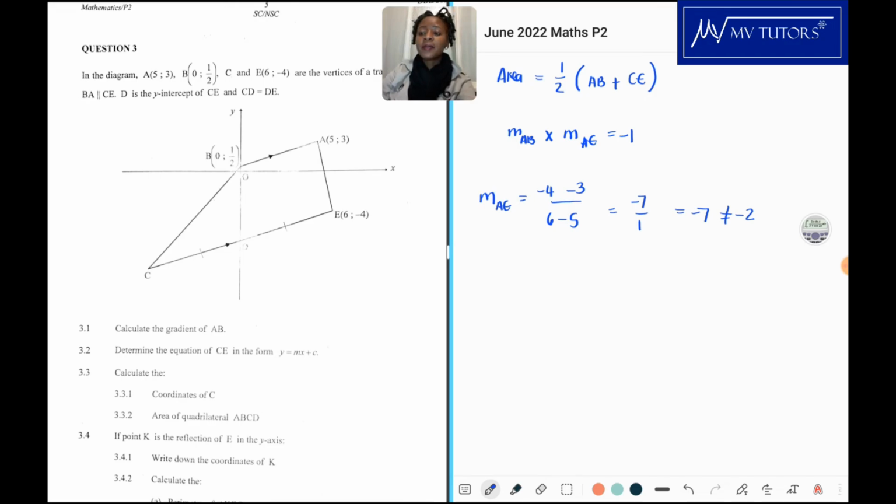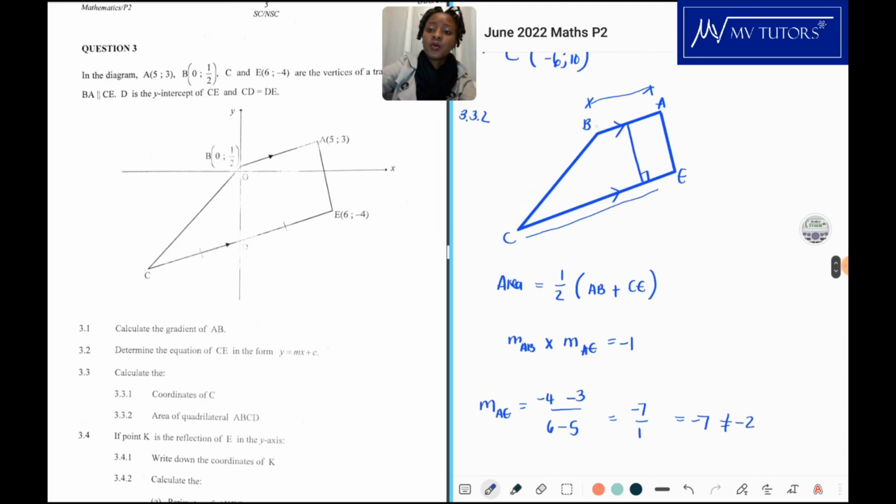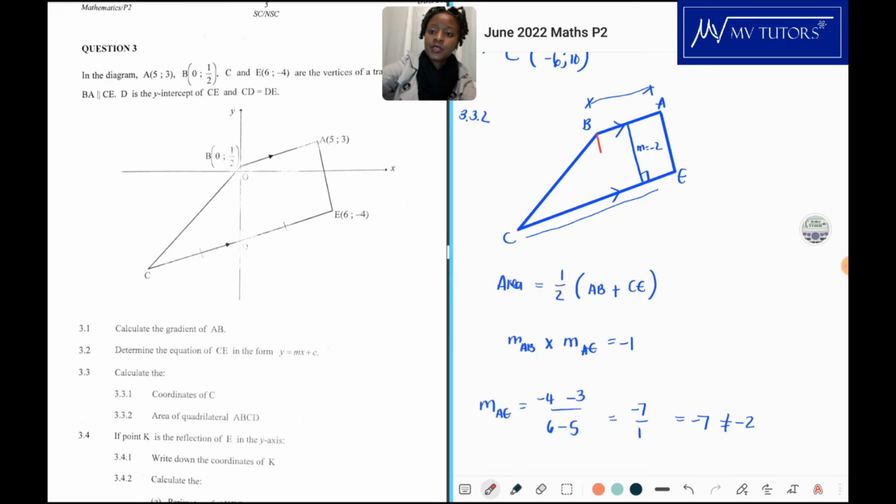Now, to get the perpendicular height, what are we going to do? Here's what I'm suggesting. We know that the gradient of AB is a half, so the perpendicular height's gradient would have to be -2. So if I take a line from B to this point here, let's name this point T.